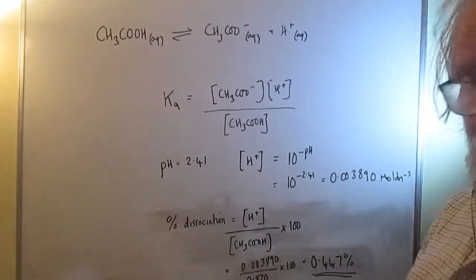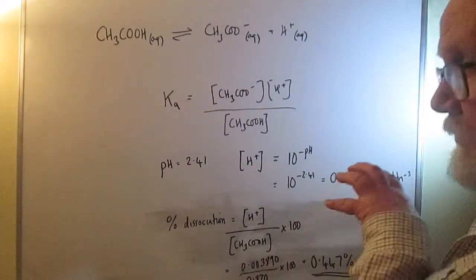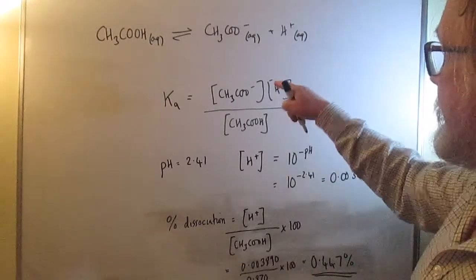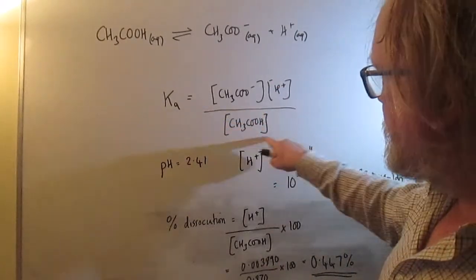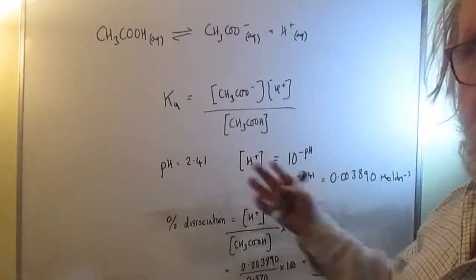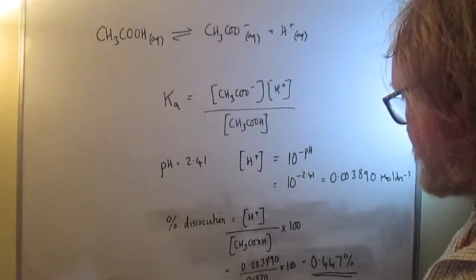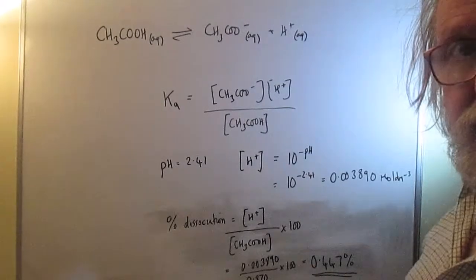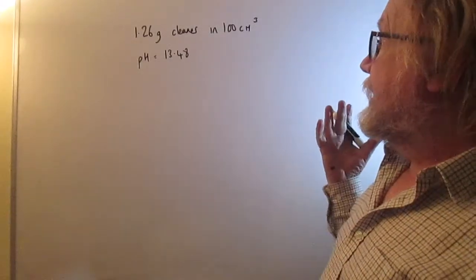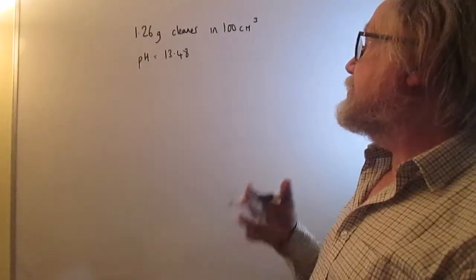So very low percentage, which is what you expect, because that's the point, it's a weak acid, and we've been working all these calculations based on the assumption that very little ionizes. That's why we can get away with assuming that the total acid concentration is virtually the same as the unionized concentration. So 0.447%.